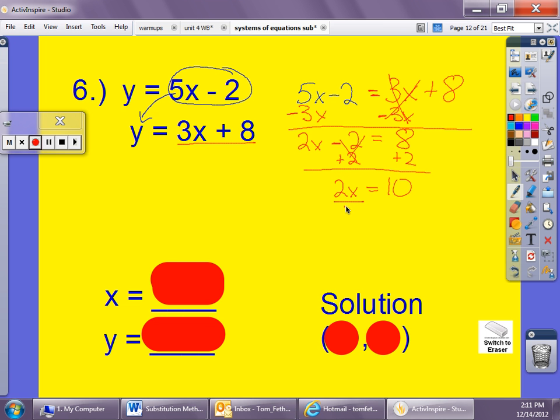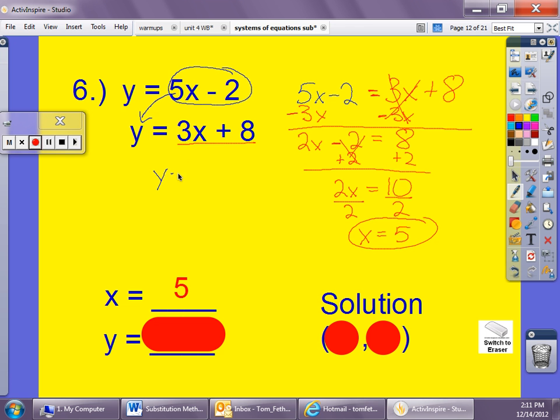Then the last step is to divide by 2. So x is equal to 5. So we got our x value. Now we have to find the y. Well, both of these equations are solved for y, so we just need to choose one. It doesn't matter which one we choose. I'll just write the bottom one.